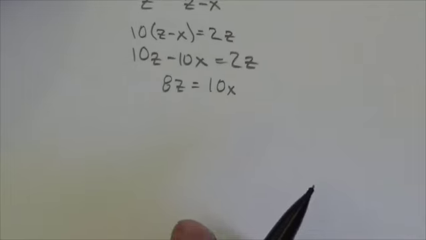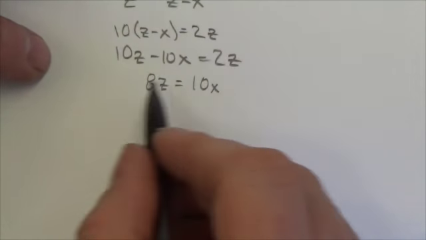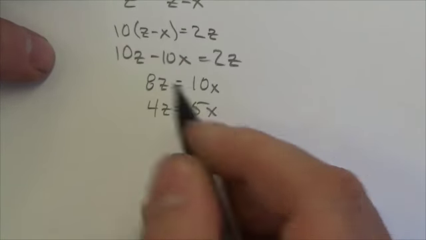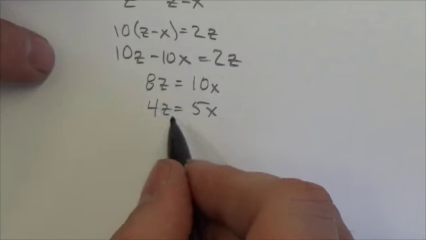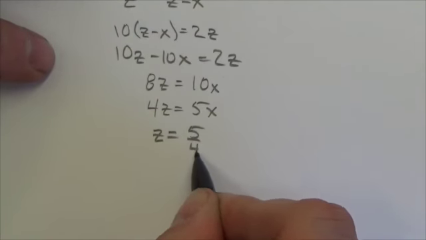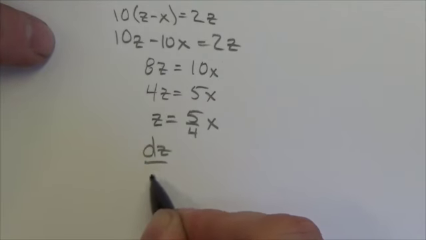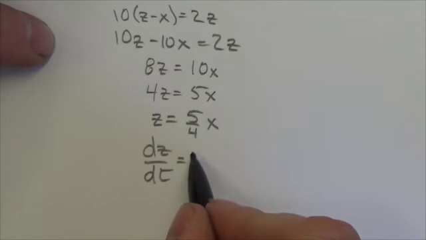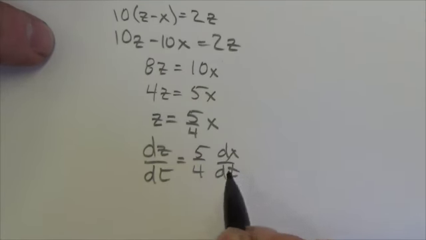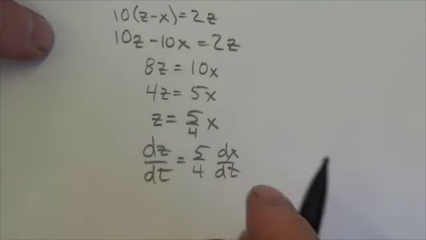Now, I can simplify this. It's not really all that necessary because I can do it now or later, but they're both divisible by 2. So maybe 4z is equal to 5x. And now take the derivative. Or actually, even divide by that 4 first. So z is equal to 5/4 x. So now dz by dt will equal 5/4 dx by dt. We take the derivative implicitly with respect to time. Okay, this is a related rate.